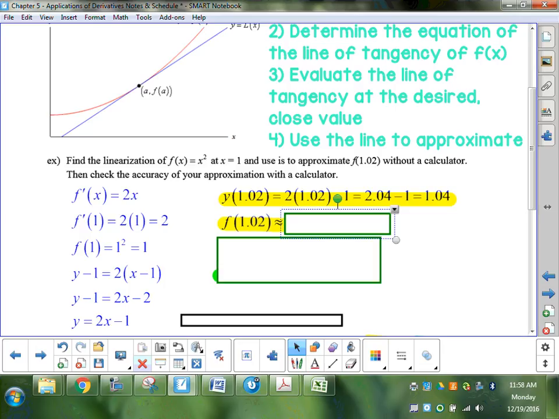Seriously? Jason? No, we can go more than just 1. 1.04. Because that's what the tangent line equals. And the tangent line is right next door to my function.